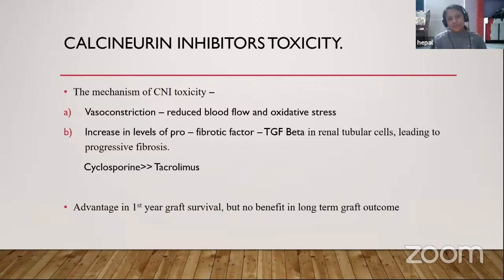Calcineurin inhibitor toxicity. This is the next common cause of chronic allograft nephropathy. What is the mechanism of CNI toxicity? It's vasoconstriction, which reduces the blood flow, and oxidative stress. There is an increase in levels of the pro-fibrotic factor TGF-beta in renal tubular cells, leading to fibrosis. Cyclosporin is known to cause more of this predisposition than tacrolimus.